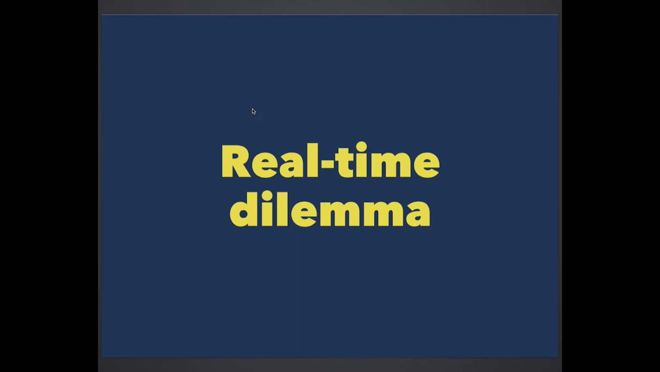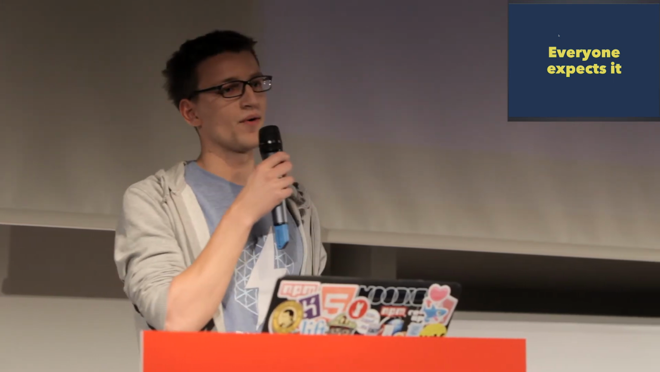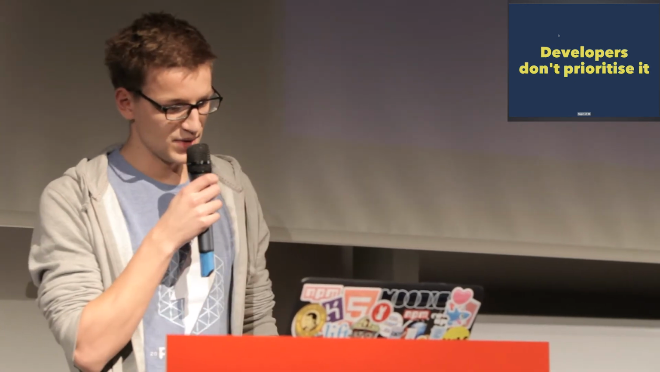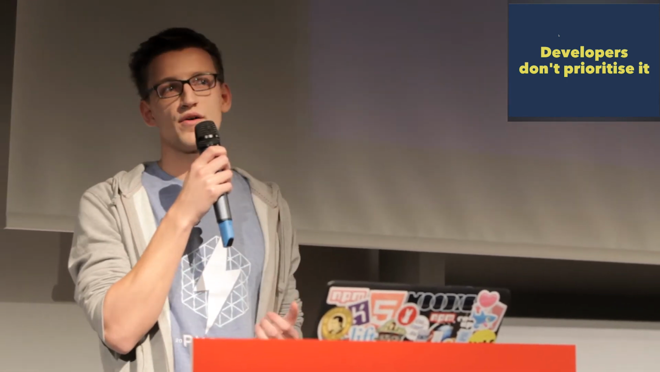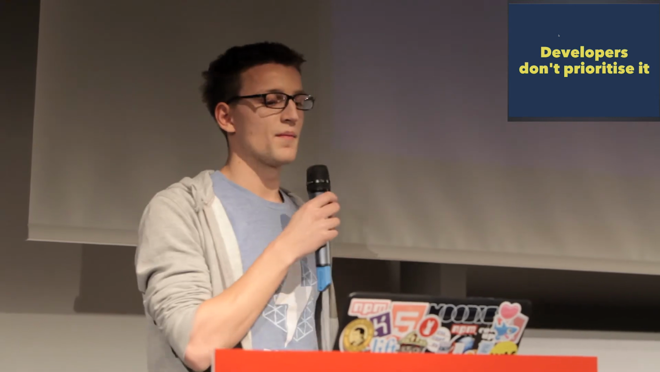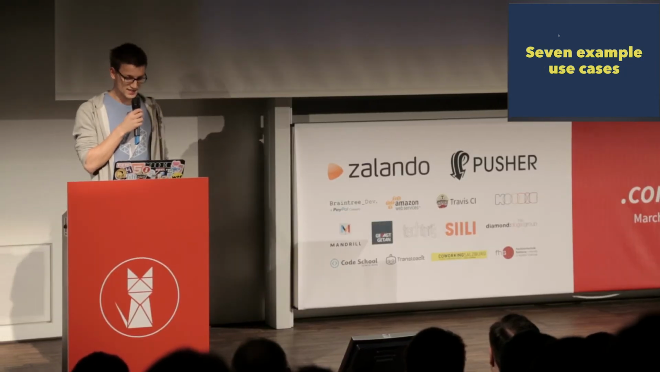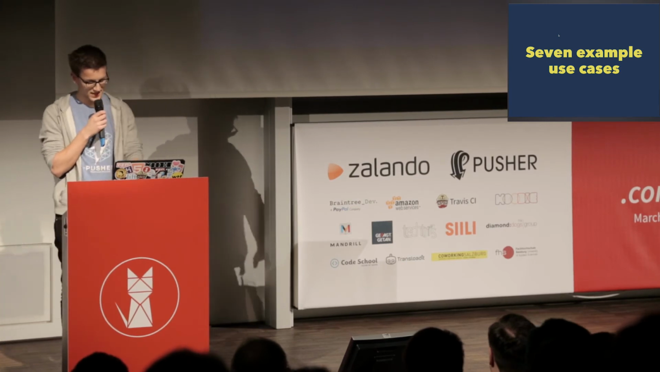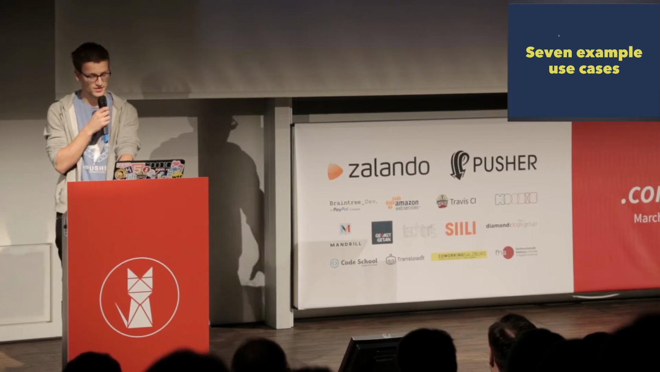How we've kind of hit a bit of a dilemma where it seems that everyone expects real-time features in apps as standard, whether that be in a web app or in a mobile app. But we're not at the point yet where developers sort of prioritize putting real-time features in. Instead, they're quite often added as an afterthought, or they become part of the product later on. So I'm going to go through 7, if I have time, example use cases of real-time features that you can use in your apps going forward.